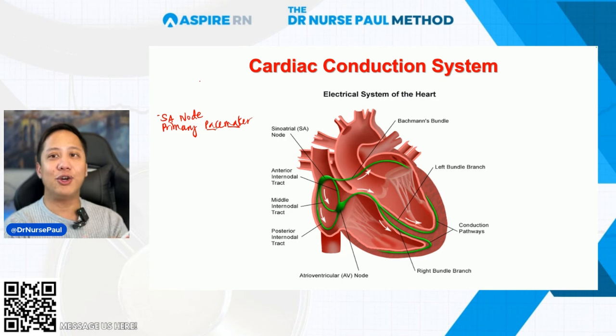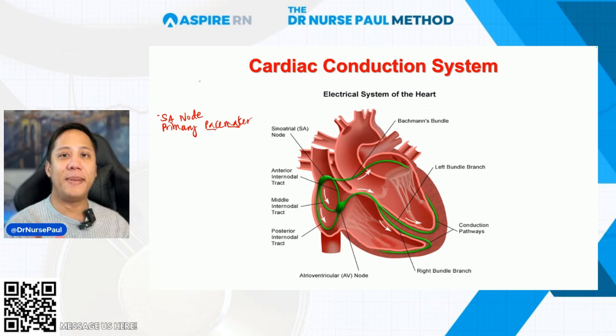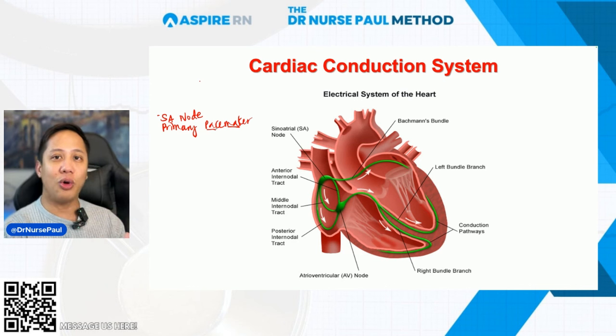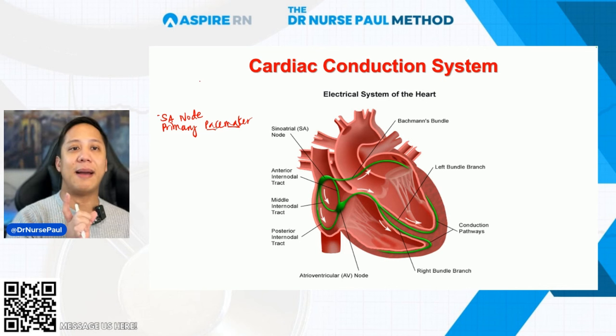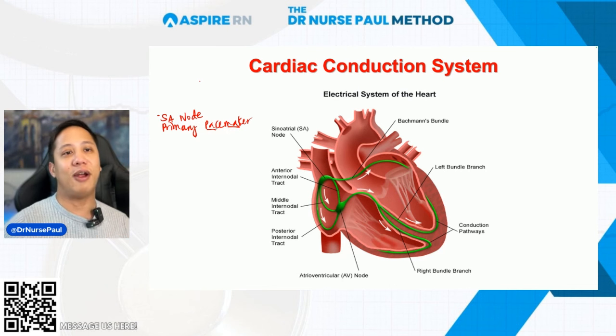Whenever SA node misfires, which means it's not firing correctly, or the SA node loses the ability to control, and other nodes or other part of the heart is now controlling the rhythm and rate, that is what we call dysrhythmia. Dysrhythmia means abnormal rhythm. Okay, again, let's review. This is very basic.